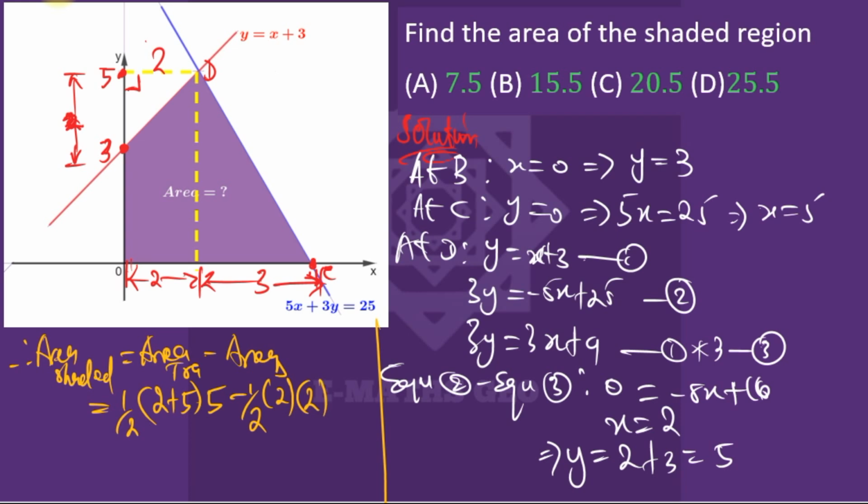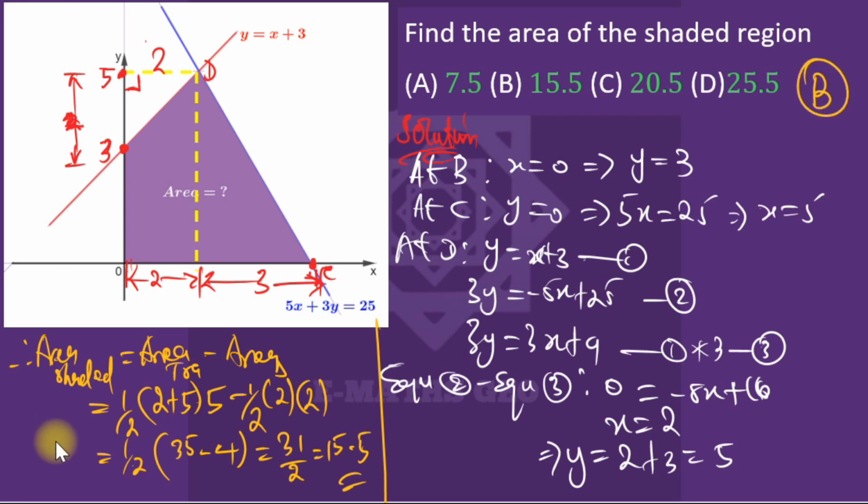So this is 2 times 2. So we can factor out half. We are left with 35 minus 4. 35 minus 4 is 31. So 31 over 2, which is 15.5. That's 15 and a half. So that should be option B. So that's our answer, the tricky one.